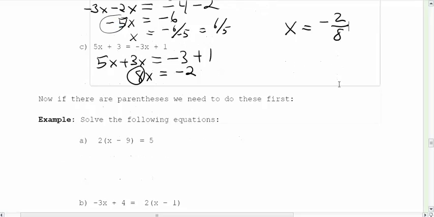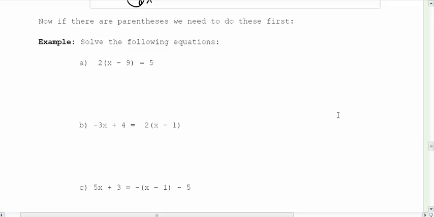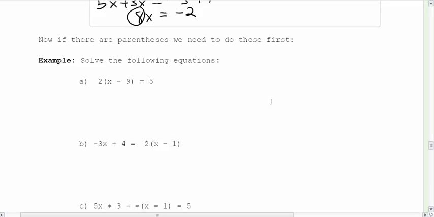Now if there are parentheses, we need to take care of parentheses first. So remember, parentheses are always taken care of first, order of operations. So again, the whole idea is to get the x on the left, non-x's on the right. So first step, distribute. 2x minus 18 is equal to 5, right? I'm distributing the 2, right?